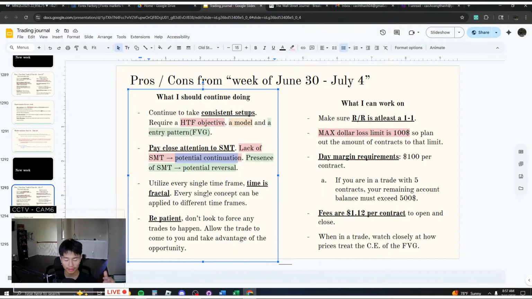So that's the third. Last here is just to be patient. No need for you to really force things to happen. This is even more crucial when we are at new all-time highs, right? Once that really big objective has been completed, there's really no need for you to be forcing anything. So be patient. Don't force things to happen. Allow it to come to you.